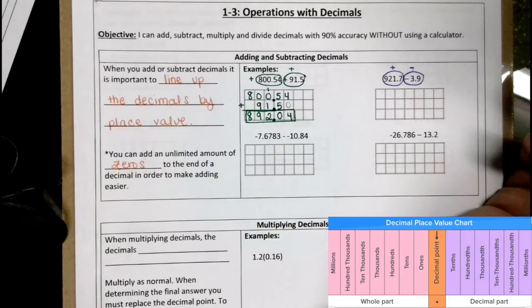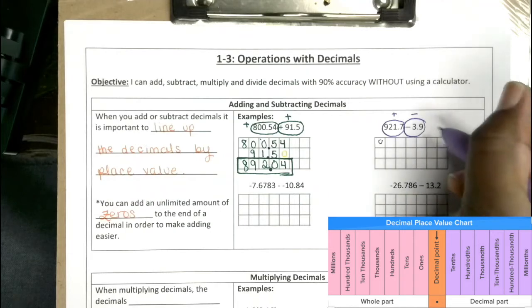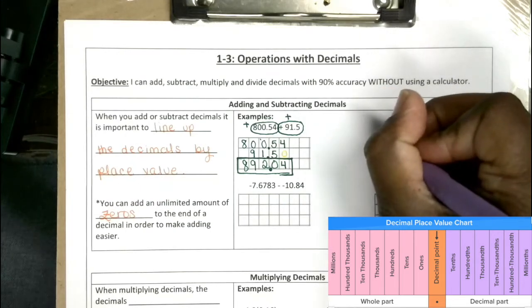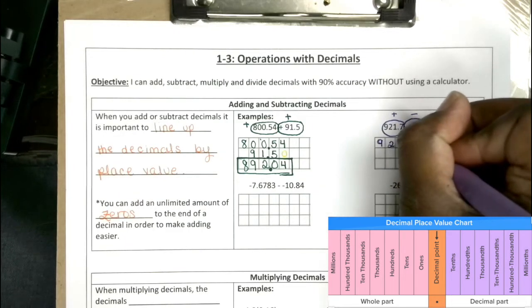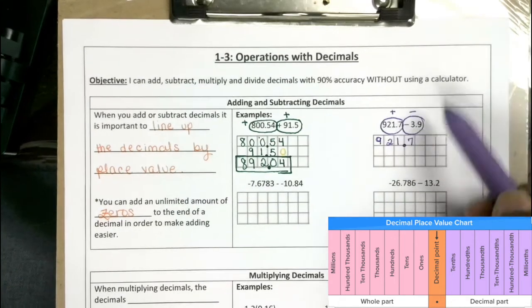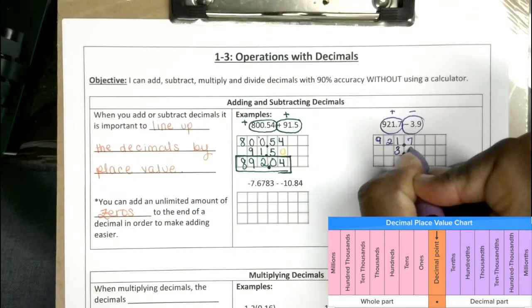In this next image, I began the second example by circling the number and the sign that's immediately in front. You'll notice that 921 and 7/10 is a positive number and 3 and 9/10 is a negative number. Because the signs are different, we'll need to subtract our numbers and keep the sign of the number with the larger absolute value. I'll begin by placing the larger number in our grid first. I'm going to write 921 and 7/10. Then I'm going to write 3 and 9/10 below it, making sure to line up the correct place values.